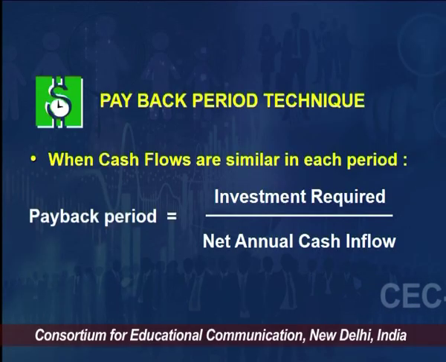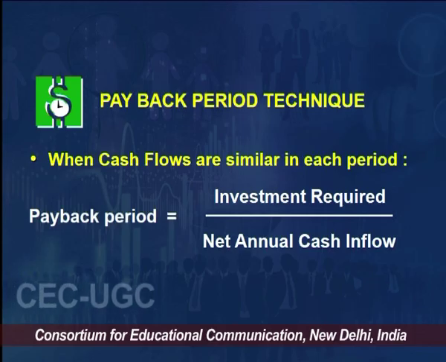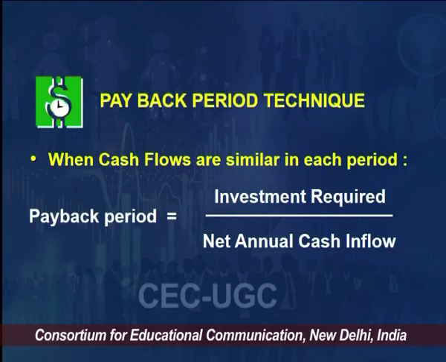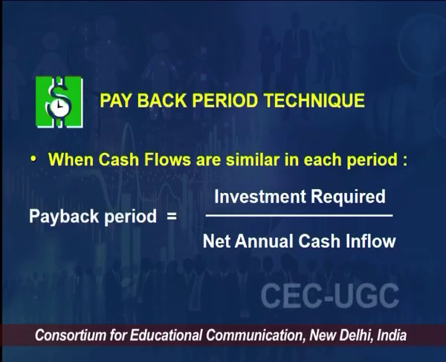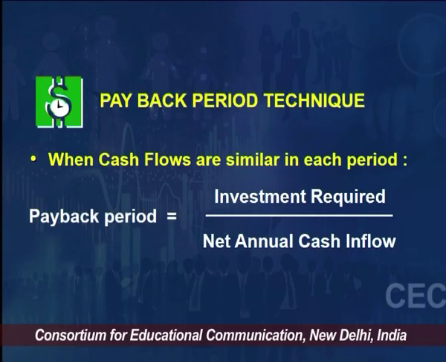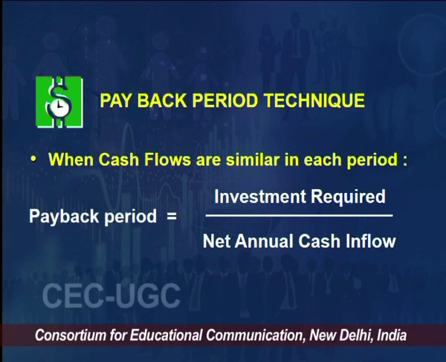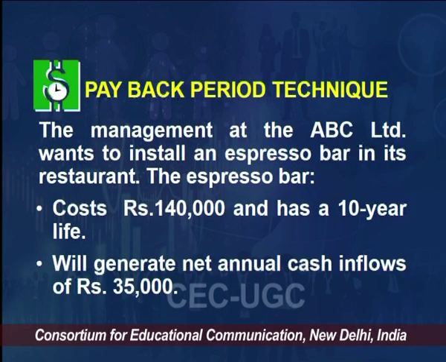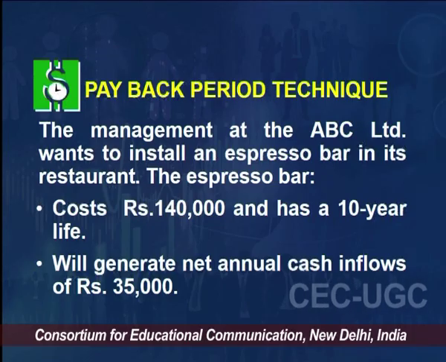So, what formula do we use in that situation? The payback period can be calculated by dividing the investment required by the net annual cash inflows. So, the payback period is the number of years, of course. The total investment which is required is divided by the net annual cash inflows. I am going to take up one example to help you understand this particular technique under an annuity inflow format.